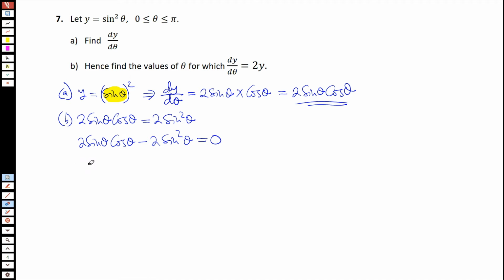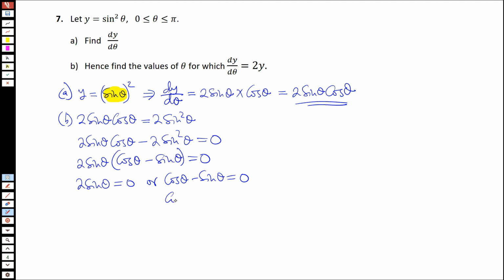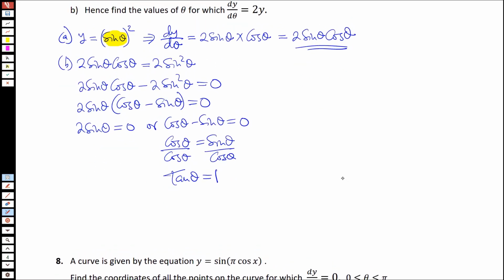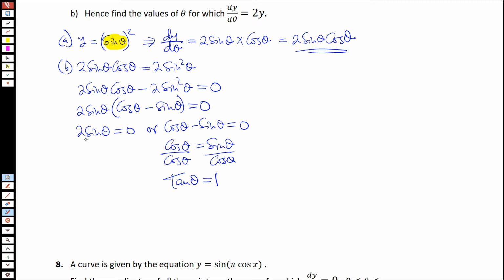Factorize out 2 sine theta, because that's a common factor. So you'll have 2 sine theta times cos theta minus sine theta is equal to 0. So either 2 sine theta is equal to 0, or cos theta minus sine theta is equal to 0. So this implies that cos theta will be equal to sine theta, which implies that, if you divide by cos theta on both sides, you'll find that tan theta will be equal to 1.